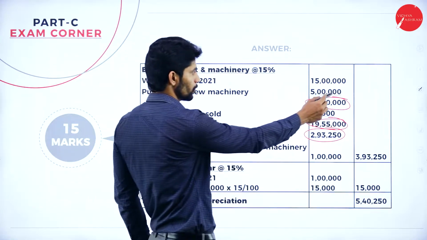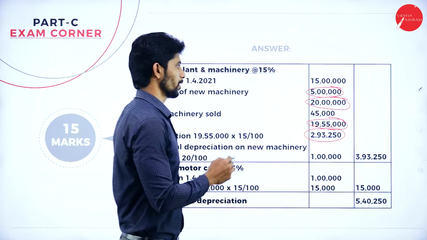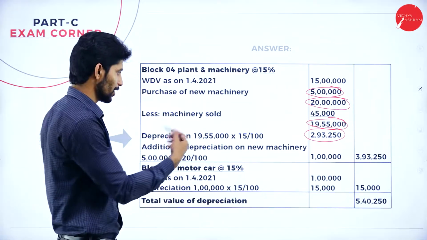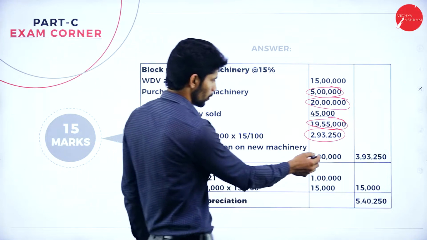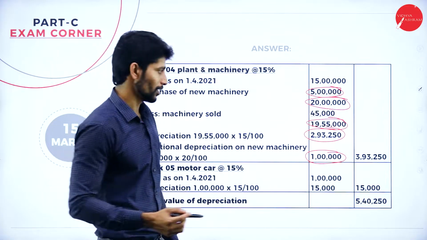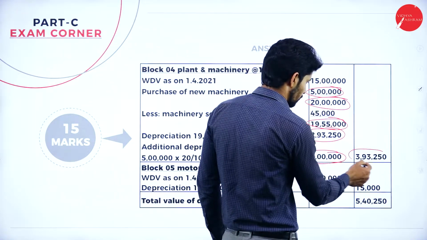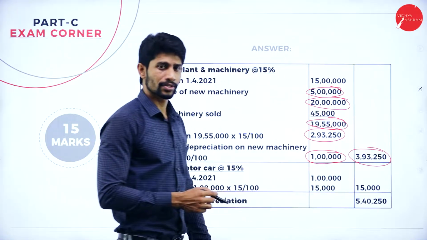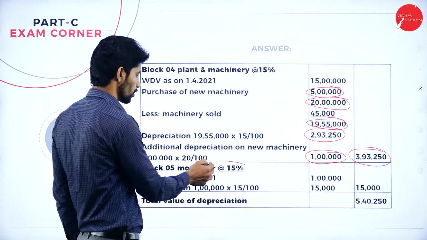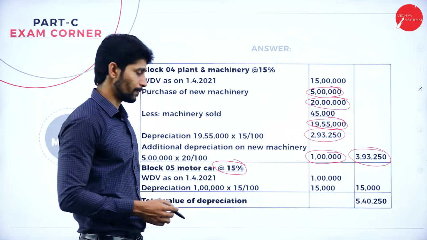So the new machinery value is for rupees 5 lakhs. So new machinery value rupees 5 lakhs into 20%, you will get 1 lakh rupees of additional depreciation on the value of new machinery. So the total value of depreciation of plant and machinery is 3,93,250. Next, block 5, motor car at the rate of 15%.